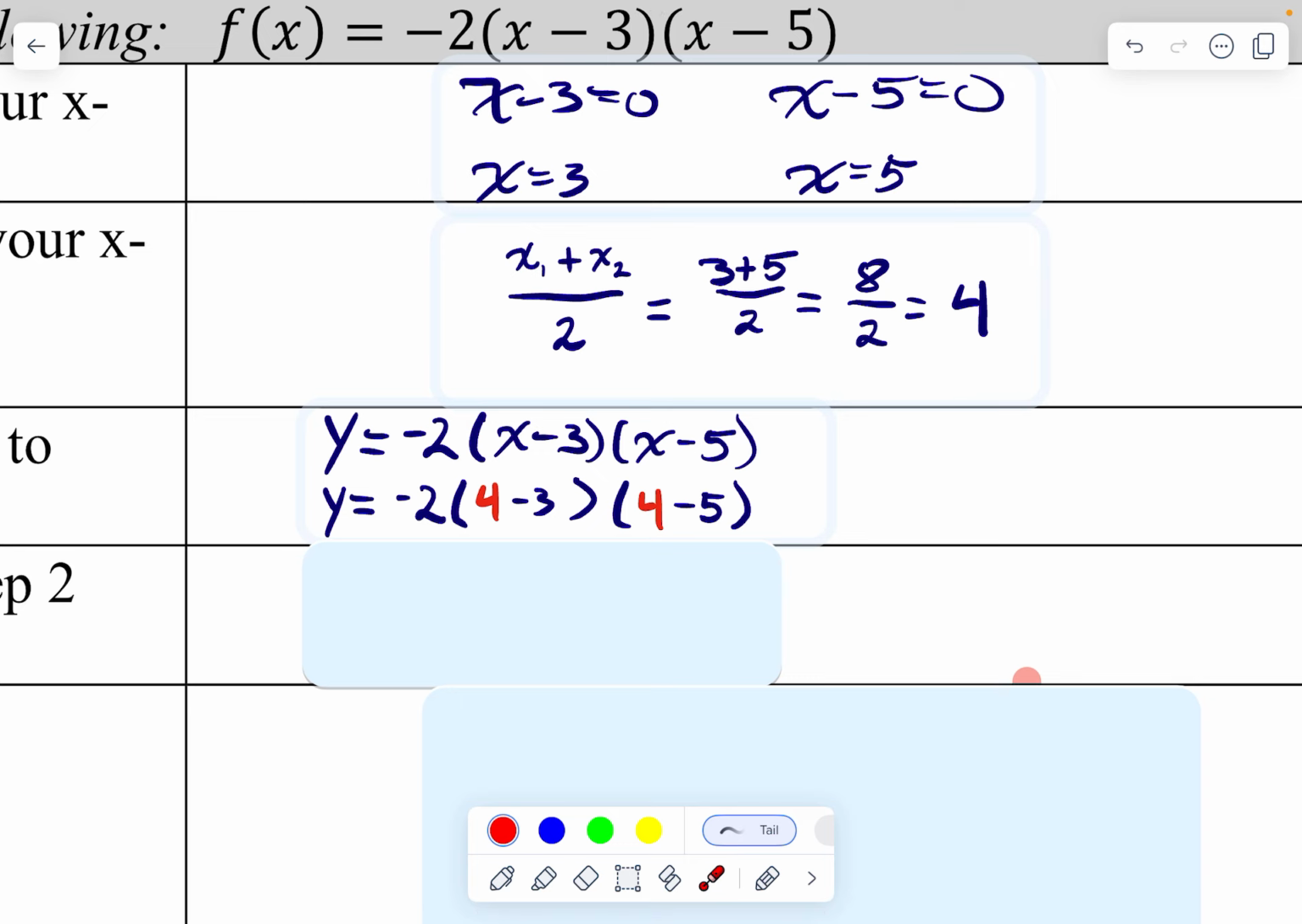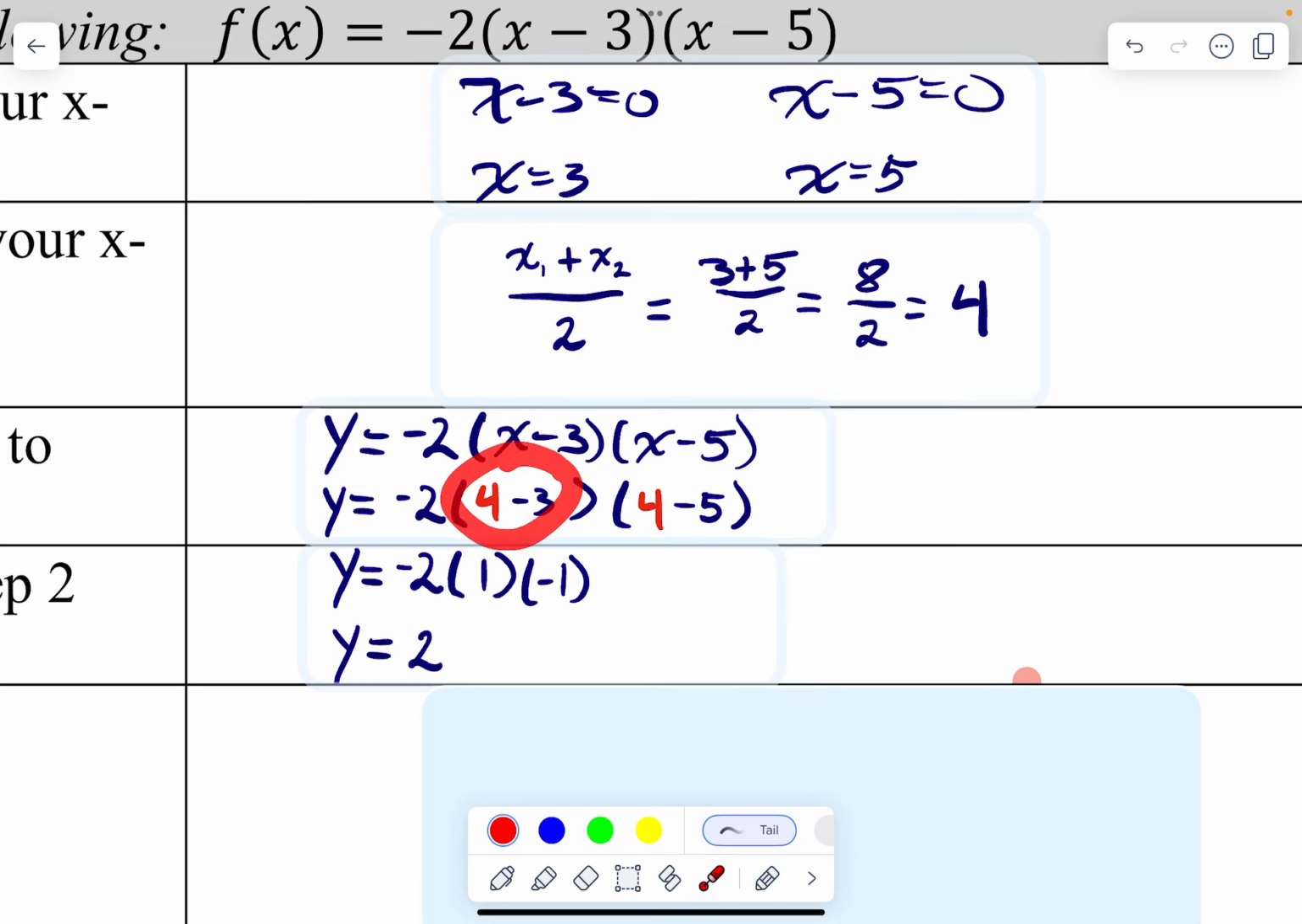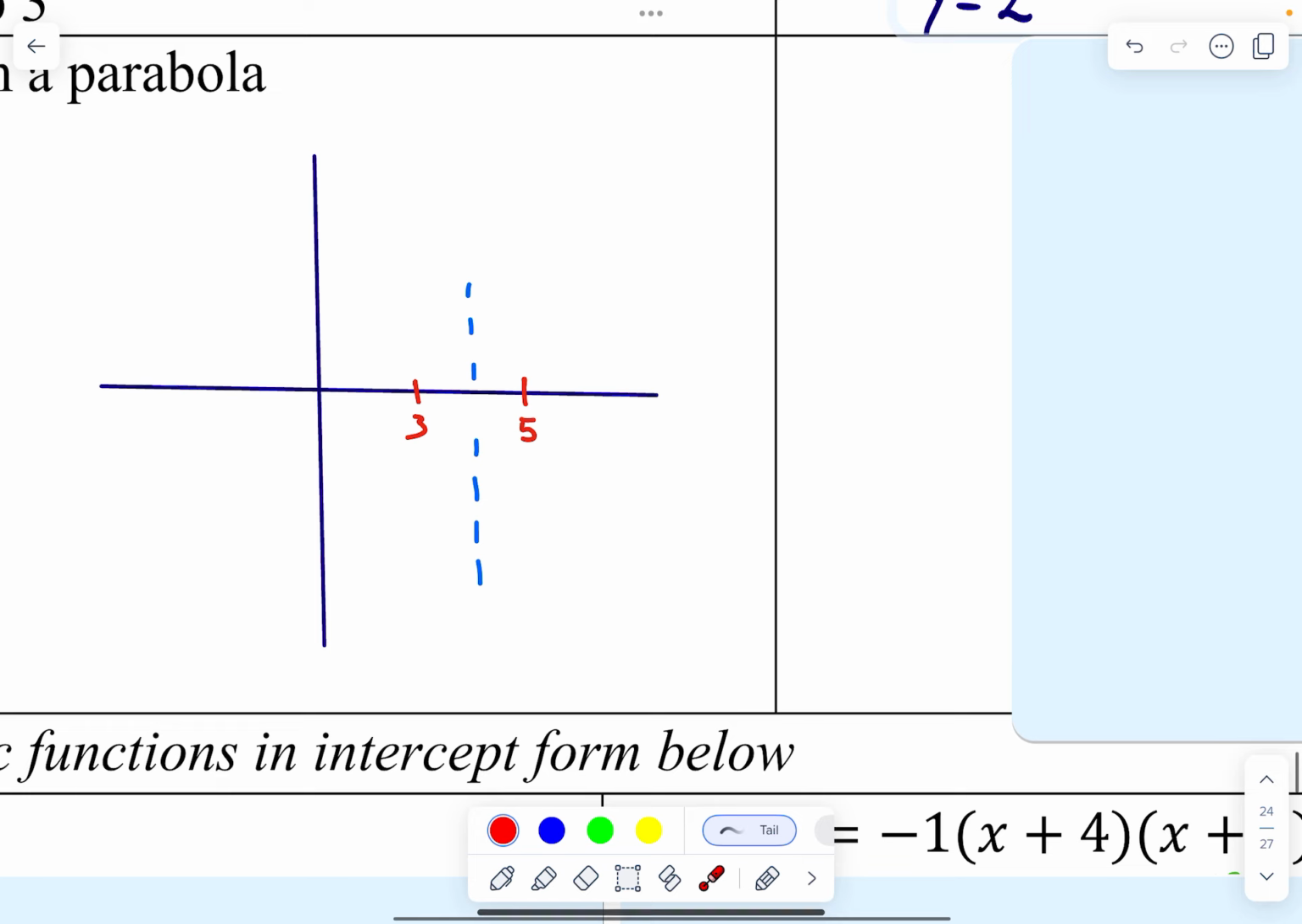And I'm going to evaluate. So I get 4 minus 3 is 1. 4 minus 5 is negative 1. I'm going to keep that a value. And 2 times 1 times negative 1 gives me my y value of 2. So we plotted our intercepts, found exactly what's in the middle, and then took that x value and plugged it back in to figure out where the vertex has to be.